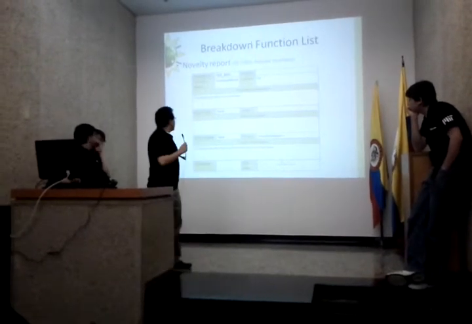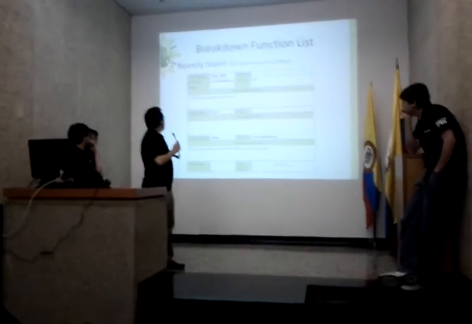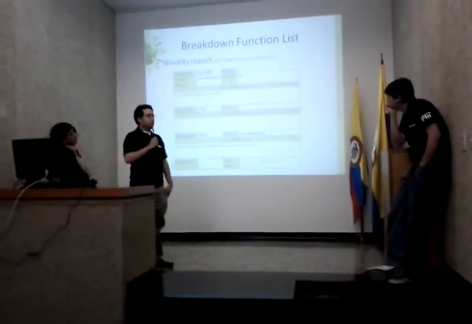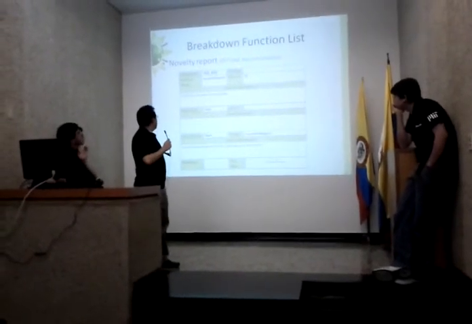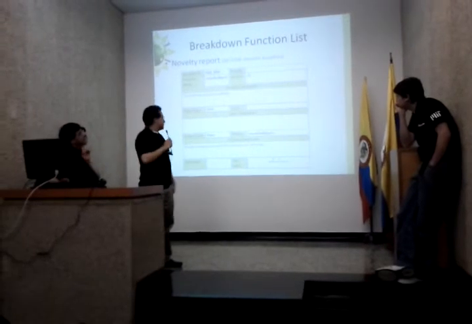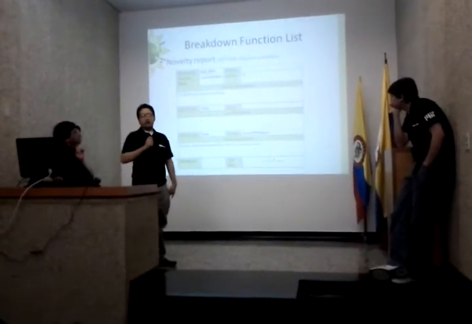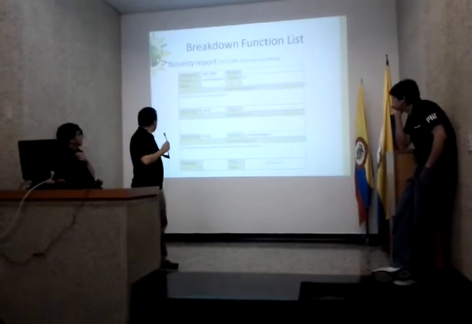Here is another example, a more basic example, the novelty report, in which we don't have an input value, but we do have an output value. So the function description says what the function must do, and the output description tells us what the output of that function is.